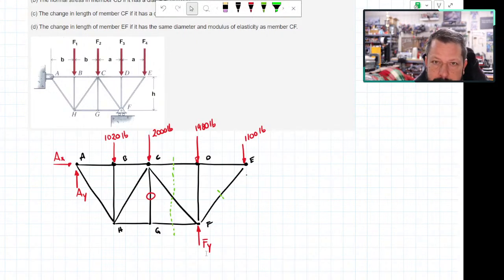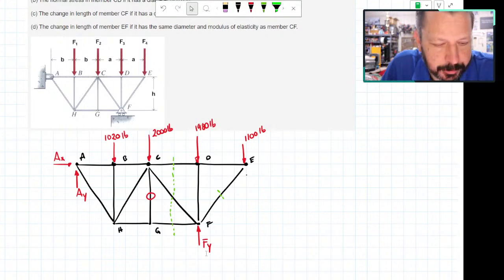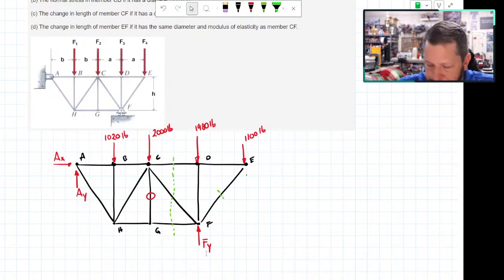Just make sure you know the advantages of using one over the other. If it's on the perimeter, method of joints is probably what you end up with. If it's in the center of the truss somewhere, at least consider method of sections. That's the general rule. All right.